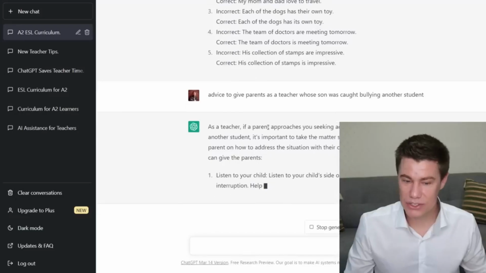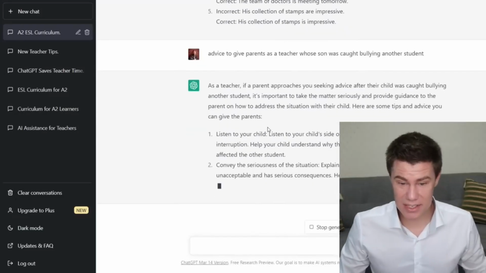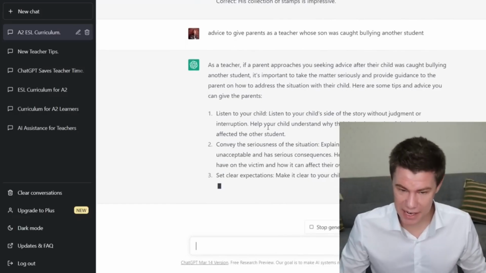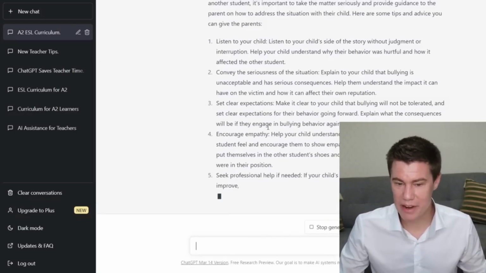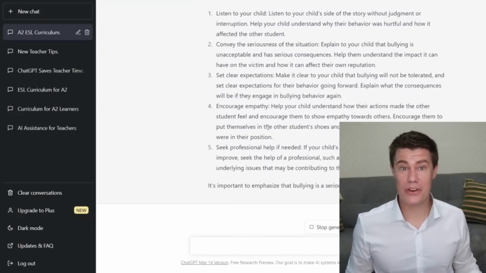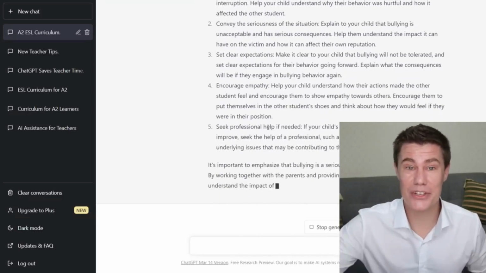We can prepare for tough discussions. For example, someone's son comes in because they're a bully. You can say, what advice could you give to a parent as a teacher when their son is bullying someone else? Listen to your child, convey the seriousness of the situation, set clear expectations, encourage empathy, seek professional help if needed. Well, there we go. You can prepare for these difficult conversations that way.